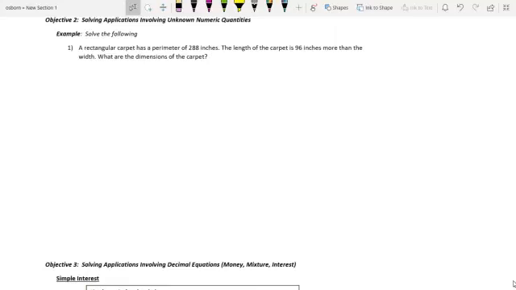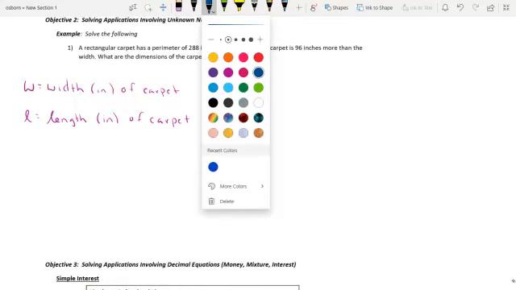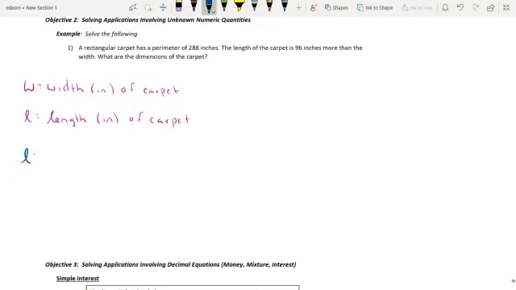All right, so the first thing I want to do here is I want to go ahead and establish my variables. So I'm going to say that W is the width of the carpet in inches. I'm going to say that L is equal to the length in inches of the carpet. Now you're told that it's a rectangular carpet, and you're told that the length of the carpet is 96 inches more than the width. All right, so in other words, you're told that L, the length, is equal to 96 plus W.